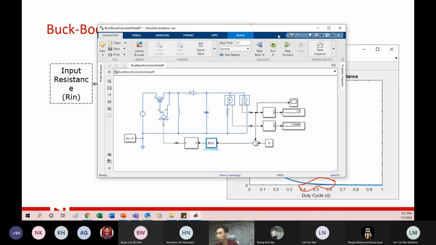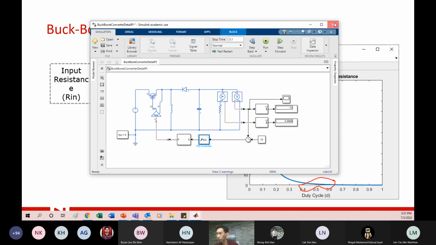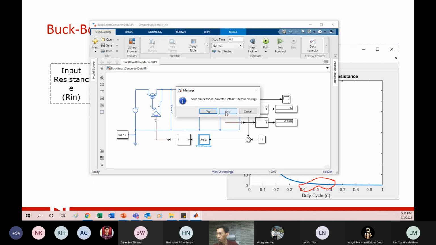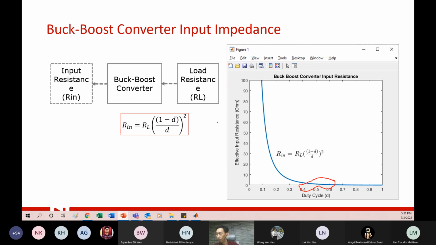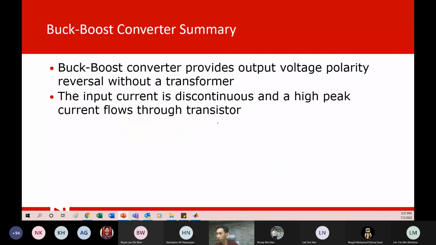All right. So these are the buck boost converter. Now, mostly you will see buck converter or boost converter commonly used in many commercial products. Buck boost, not really. Okay, so we come to a summary. It provides output with voltage polarity reversed without using a transformer. Then it can step up and step down using one converter. The input is discontinuous and has high peak current because of the short circuit.